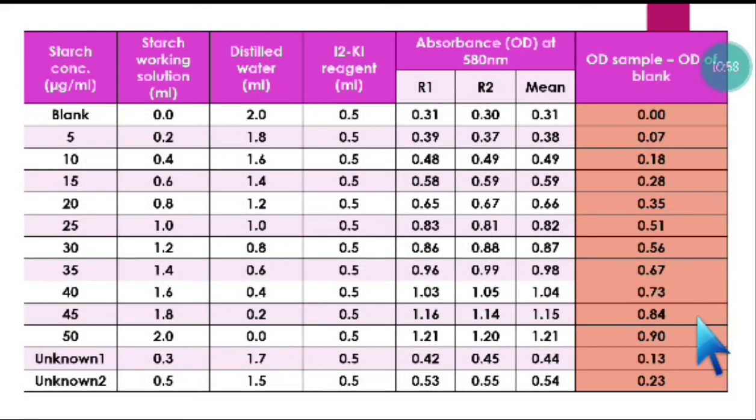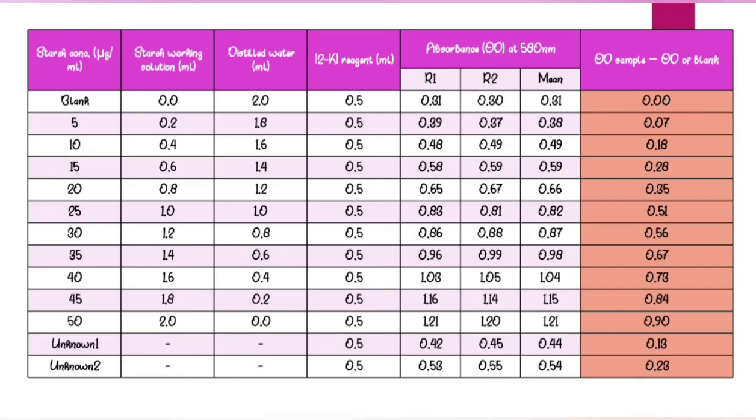And this is the table. In the first column, you will write the different starch concentrations that we are taking in the different test tubes, that is from 5 to 50. And since we do not know the concentration of these two, you will write them as unknown 1 and unknown 2. In the second column, we will write the volume of the starch working solution that we will be taking. So for the blank it will be 0, and for all these concentrations from 0.2 to 2 ml.